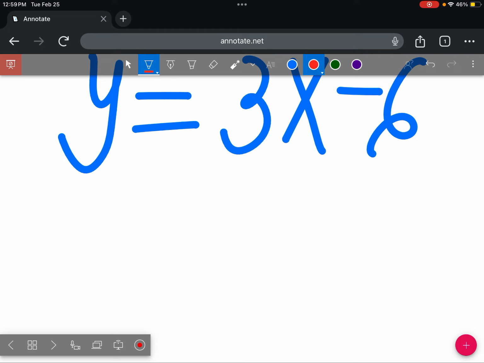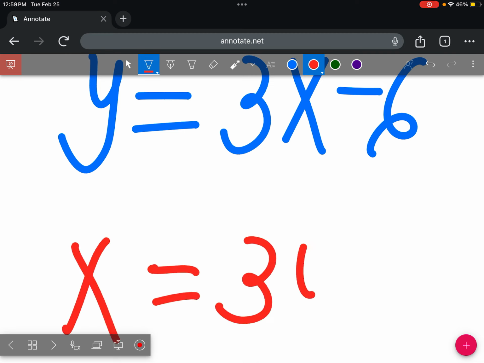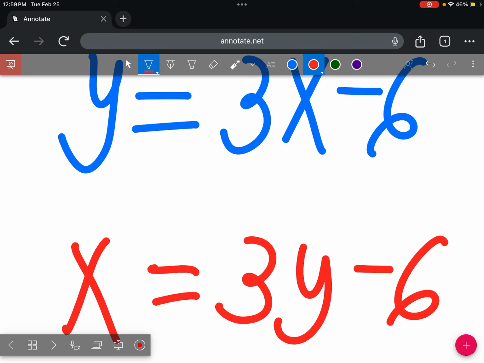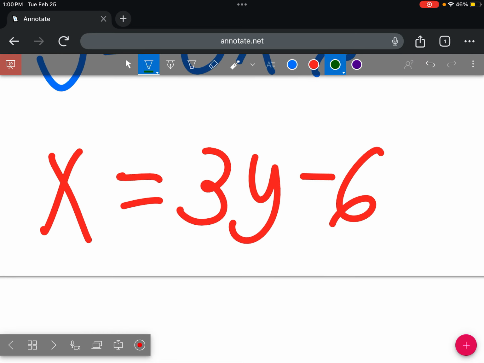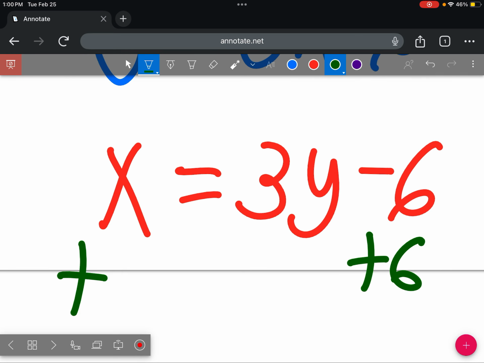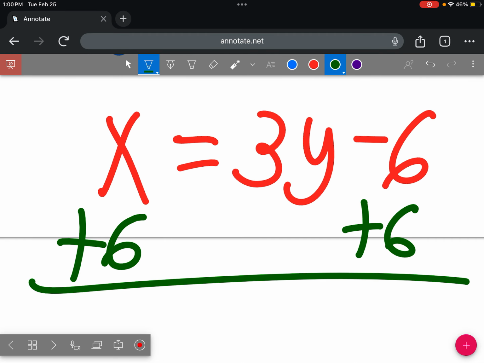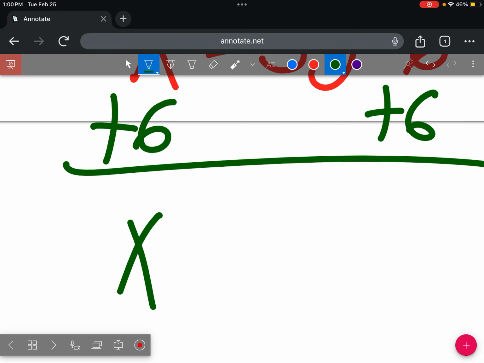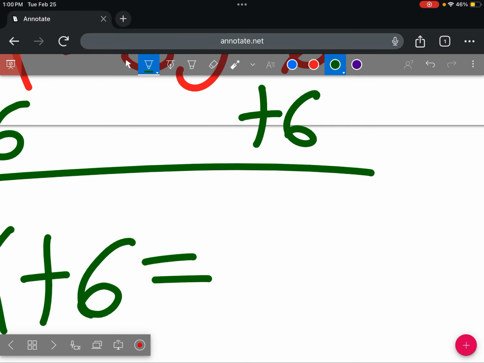We switch our X and Y values if we have them, but then we need to switch our X and Y variables if we just have those. X is equal to 3y minus 6. And now what do we need to do? Very good. We got to solve for y. Add 6 on both sides. So the main way that we find our inverses is we switch X and Y and we solve for y. X plus 6 is equal to 3y.